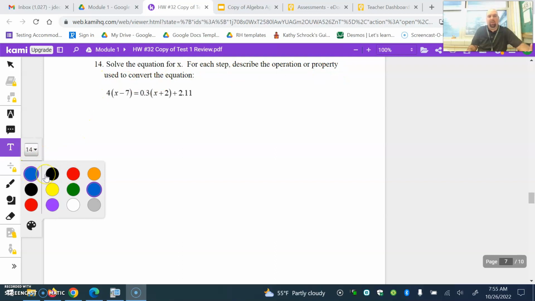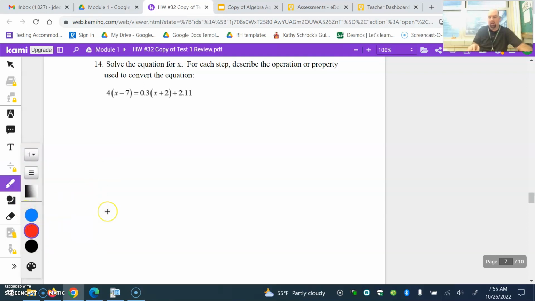So what I'm going to do is I'm going to describe it as I'm doing it. Then I'll go back in and afterwards, I'll pause the recording and type everything in for you so that you know what the steps are or how it should look. Okay, so I'll do my solving first. I like to put a line down the middle so I know what I'm doing. Looks like my first step here is the distributive property, and I'm going to do that on both sides.